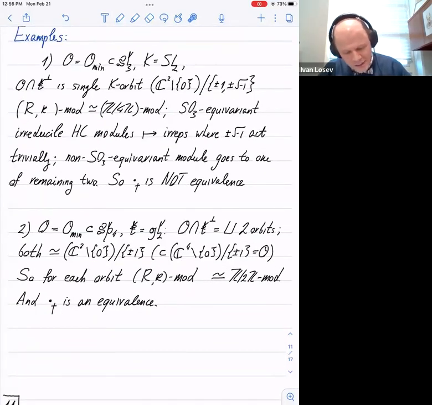So SL3 case, not an equivalence. SP4 case, equivalence.